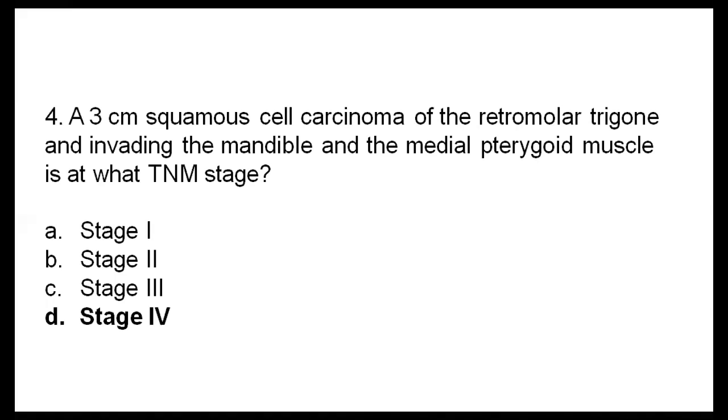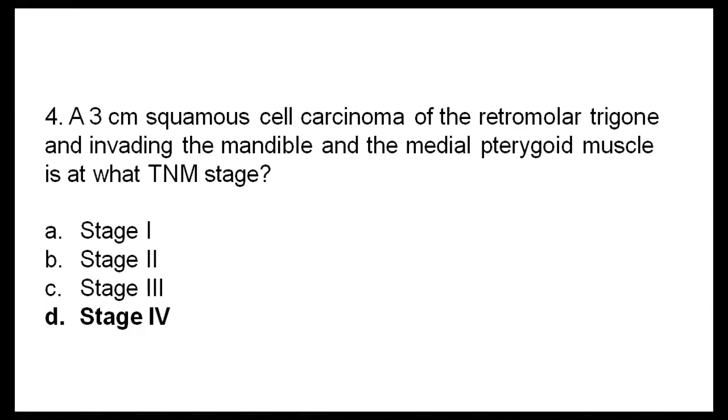For N staging, you have to remember the numbers 3 and 6. N1 is a single node less than 3 centimeter. N2 is divided into N2A, 2B, and 2C. 2A is more than 3 centimeter, less than 6 centimeter, single node. 2B is multiple nodes on one side. 2C is contralateral or bilateral nodes, less than 6 centimeter. N2 refers to nodes which are between 3 and 6 centimeters in the greatest diameter. N3 is nodes that are greater than 6 centimeter in diameter.